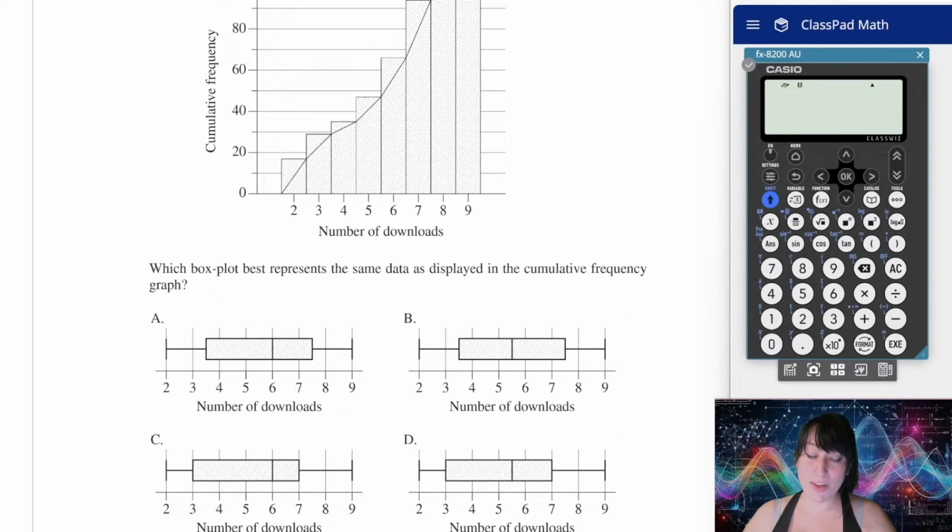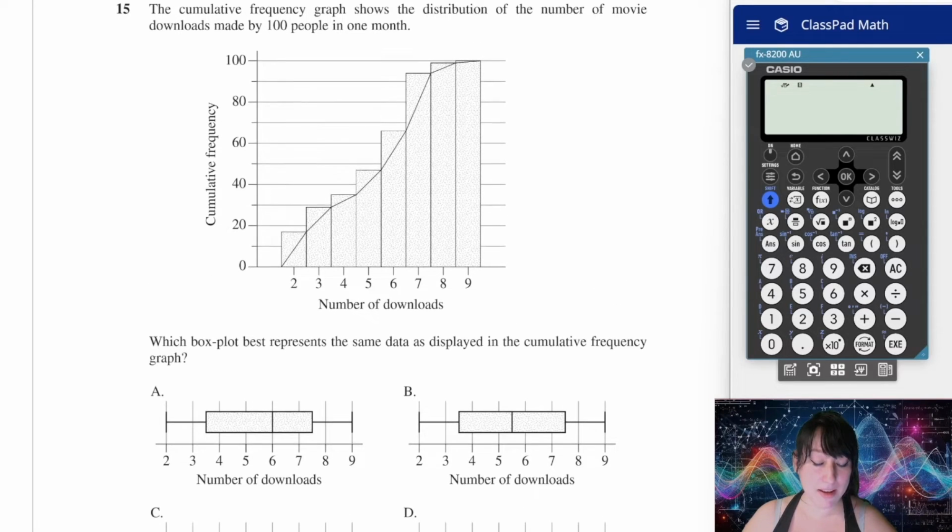So to answer this question, we need to know what values are used to create a box plot. And that would be what we sometimes call the 5-number summary, which is the min, Q1, the median, Q3, and the max. Now, we can find those from a cumulative frequency histogram if it has a polygon or ogive drawn on it. This one already does.